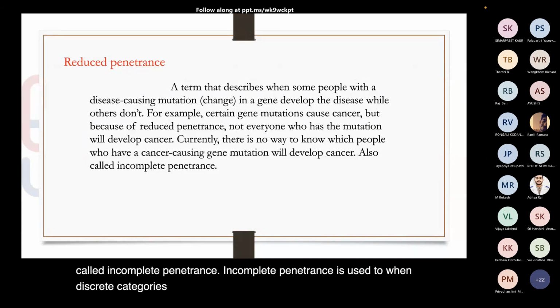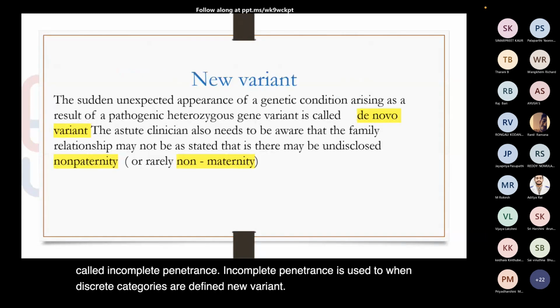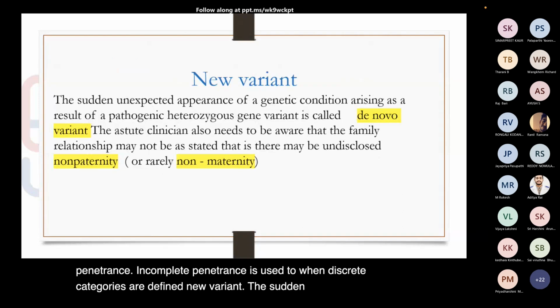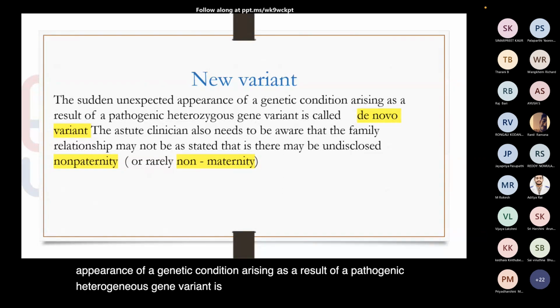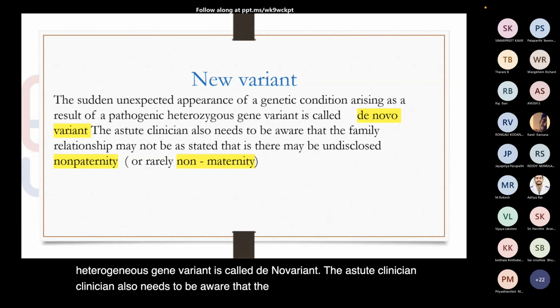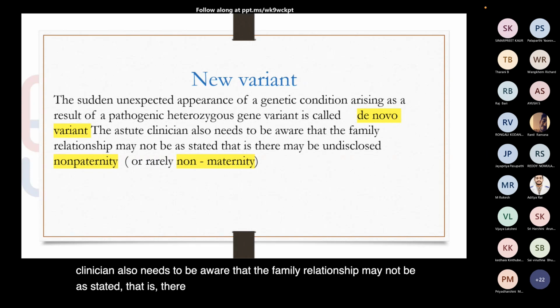New variant: the sudden, unexpected appearance of a genetic condition arising as a result of a pathogenic heterozygous gene variant is called a de novo variant. The astute clinician also needs to be aware that the family relationship may not be as stated, that is, there may be undisclosed non-paternity or, rarely, non-maternity.